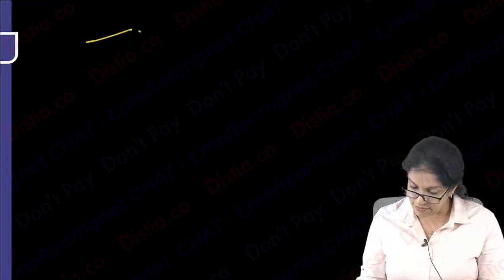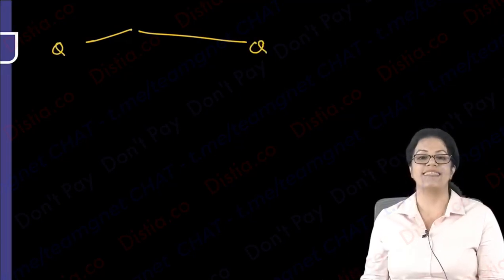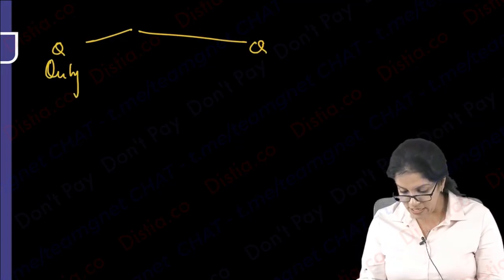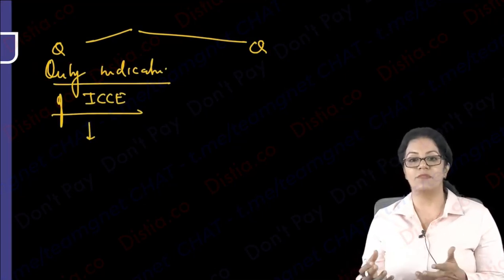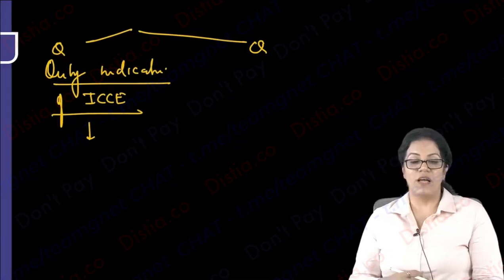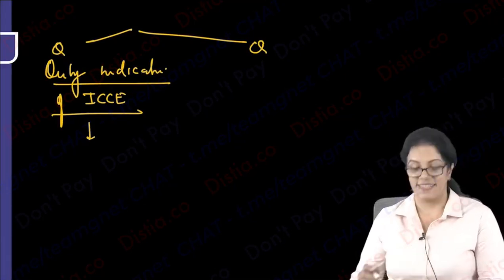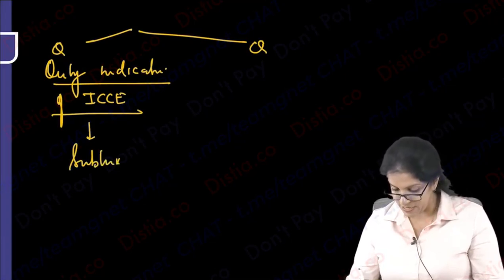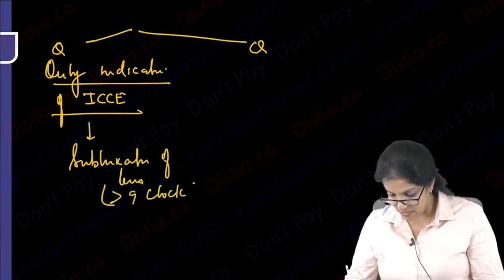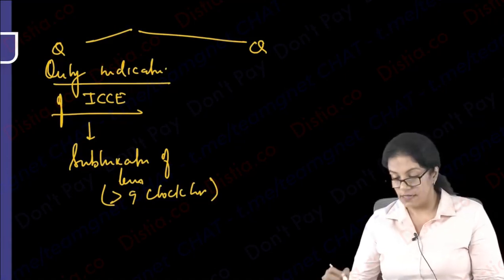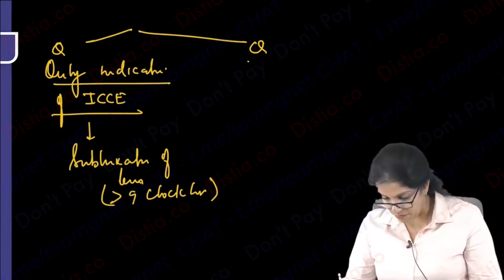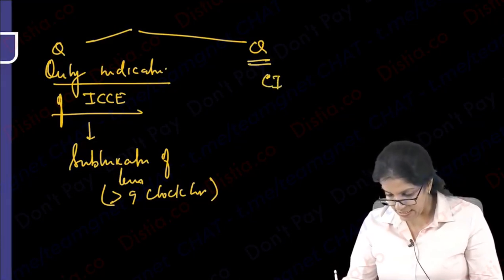So, 2 more questions for you from ICC. What is the only indication of ICC today? We will answer, of course, when you can't save the capsule, majboori hai. Now you are helpless, you have to remove it. It is subluxation of lens, especially if more than 9 clock hours, then it is an indication for surgery.